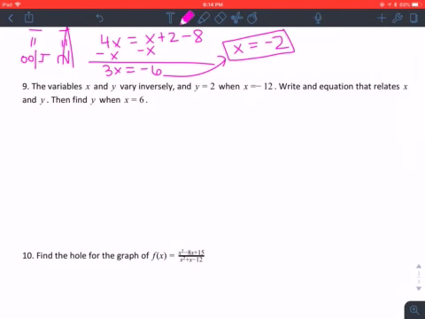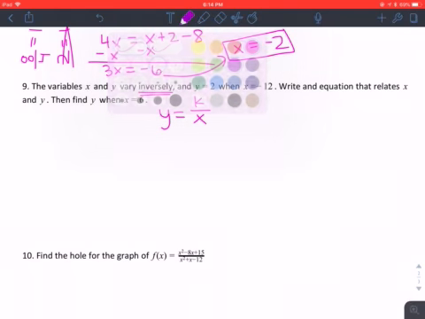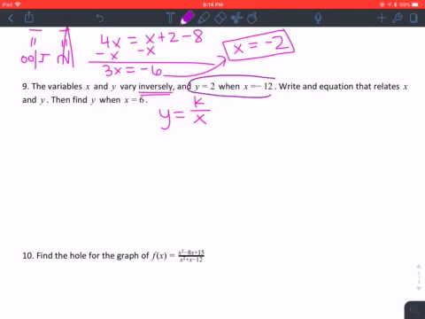I'm going to go ahead and work number 9. So we see the variables x and y vary inversely. As soon as I see that, I need to know that I'm using this equation, y equals k over x, where y and x vary inversely. Then we're given our scenario, y equals 2 when x equals -12. So we're going to use this scenario to help us solve for k. So I plug in a 2 for my y and a -12 for my x.